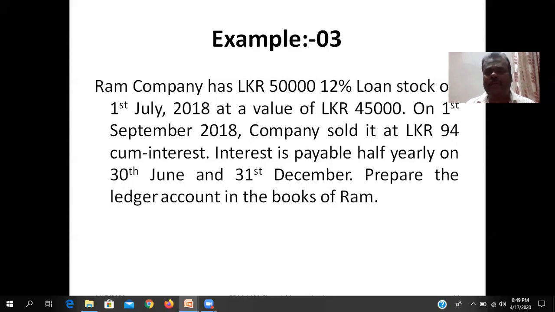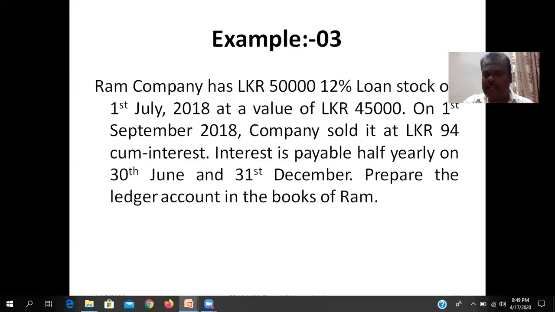So what is this example number 3? The RAM company has 50,000 12% loan stock on 1st July 2018 at a value of 45,000. On 1st September 2018, the company sold it at 94 rupees cum interest. Interest is payable half yearly on 30th June and 31st December. Prepare the ledger account in the books of RAM. So we can see this.